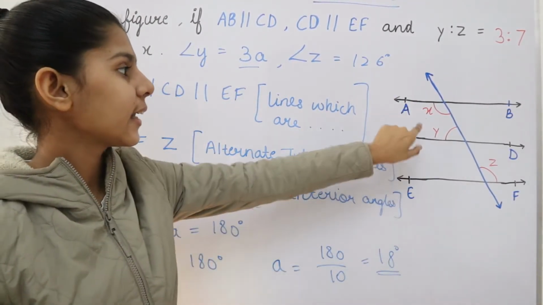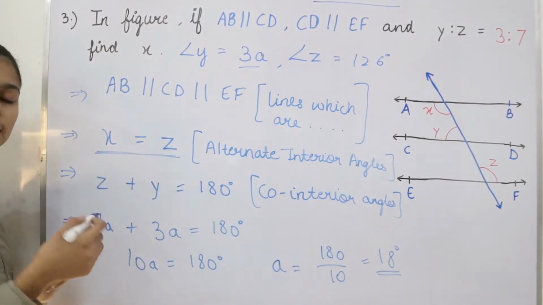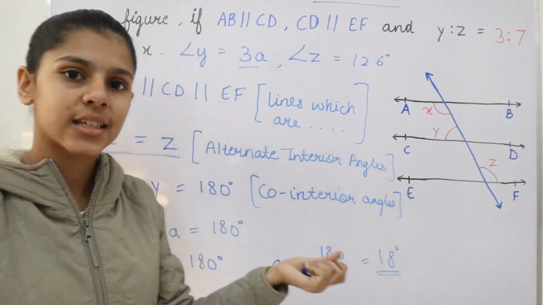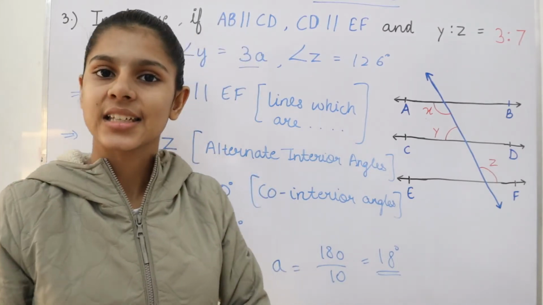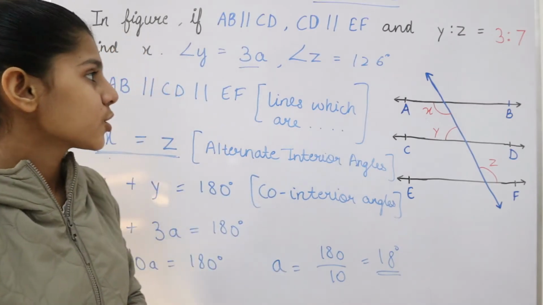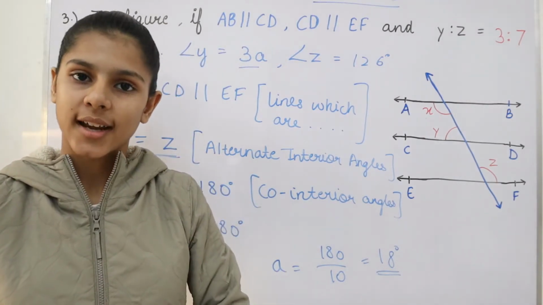But we have to find angle X. But we know that we have discussed that angle X is equal to angle Z. Means if angle Z is 126 degree, then angle X will also be 126 degree, and this is our answer. So angle X is 126 degree. So this was all about this question. We have discussed it. Now let's move on towards our next question.